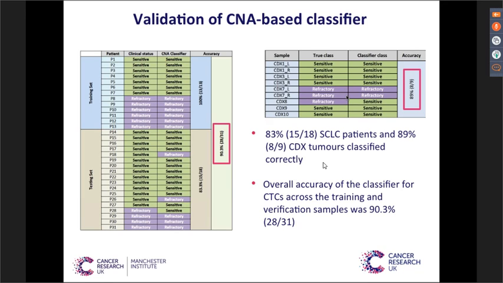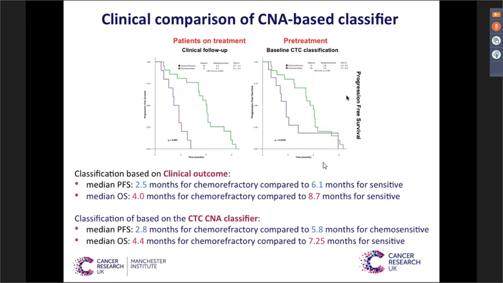So we have identified a CTC-based classifier which has the potential to identify which patients will or won't benefit from chemotherapy. If you compare this to the clinical data, these are a couple of Kaplan-Meier plots showing the progression-free survival. On the left-hand side, it's just the clinical follow-up. The purple line is chemorefractory patients. The green is chemosensitive. And then what we've done on the right-hand side is we've taken the patients, based on a blood sample that was taken pre-treatment, and we just generated the CTC classifier and predicted whether the patient would be chemosensitive in green or chemorefractory. And again, we get good separation of these patients.